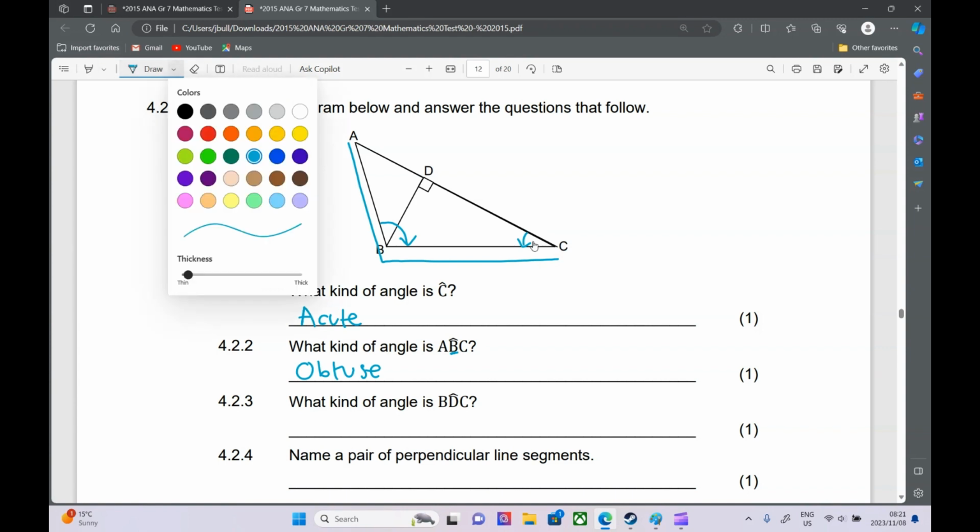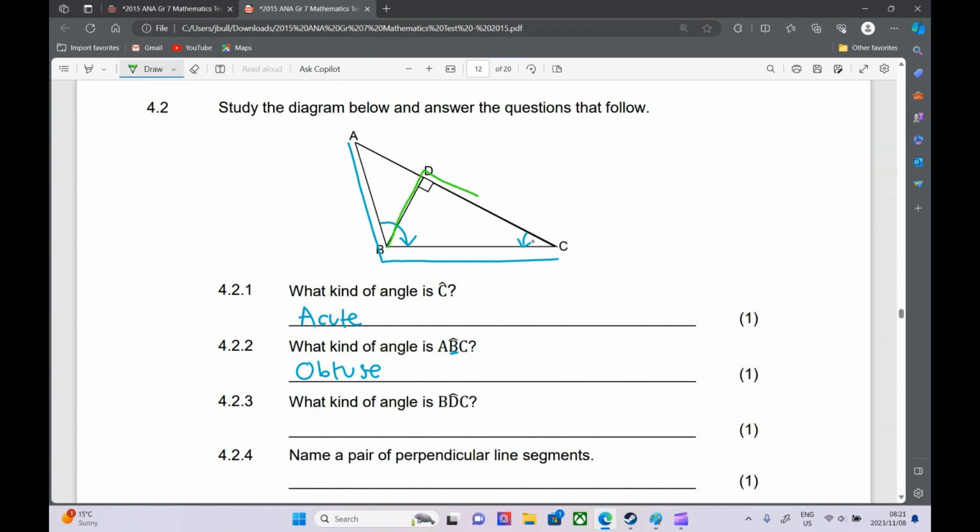Okay, let's get a different color. What angle is BDC? So we go from B to D to C, we can see it is this right angle there. So that is 90 degrees. So we would say it's a right angle, and I would say it's 90 degrees.